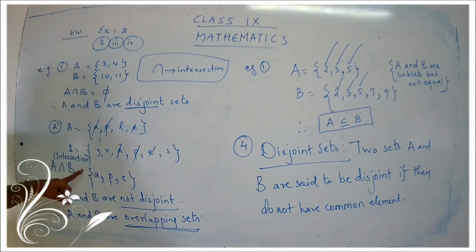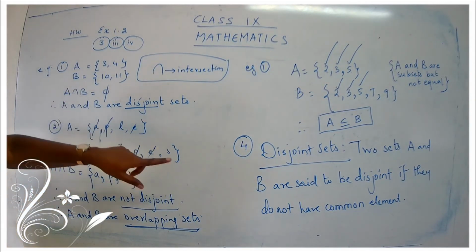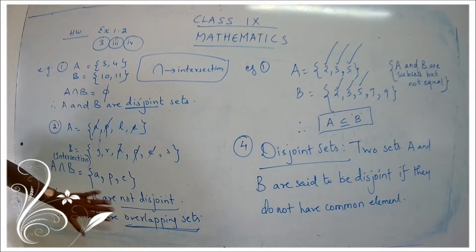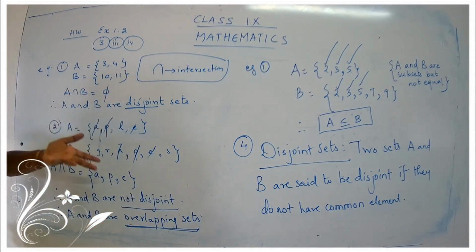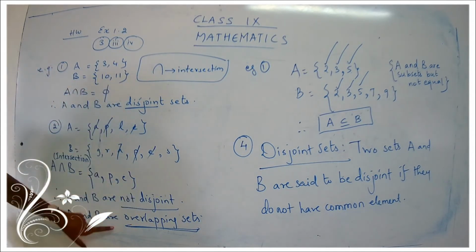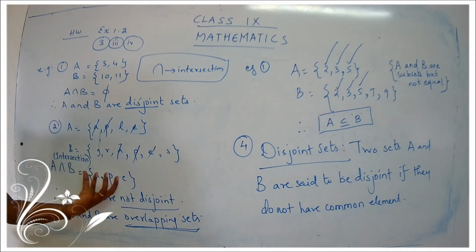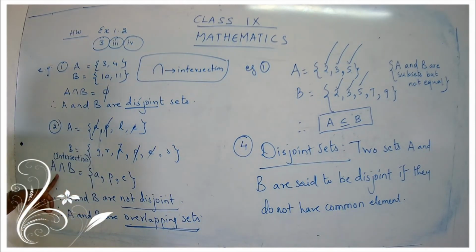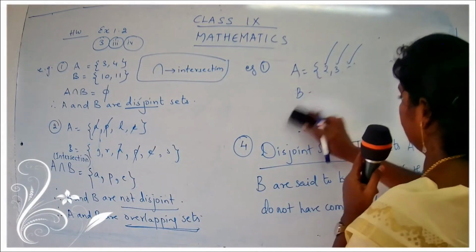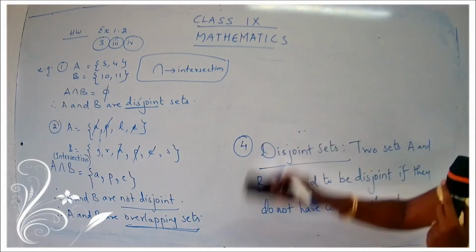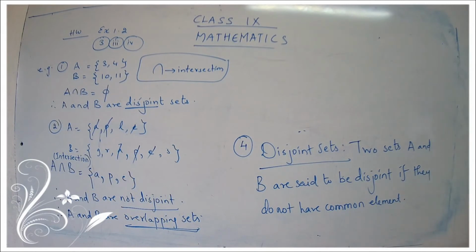When you don't have anything common, you have to say it is a disjoint set. When nothing is there, you say disjoint. When something is common, you say overlapping set. So A and B are overlapping because you have some element in A intersection B. Okay, let's go for the next definition. I hope you are taking all the points along with me. You have read all the examples, everything.